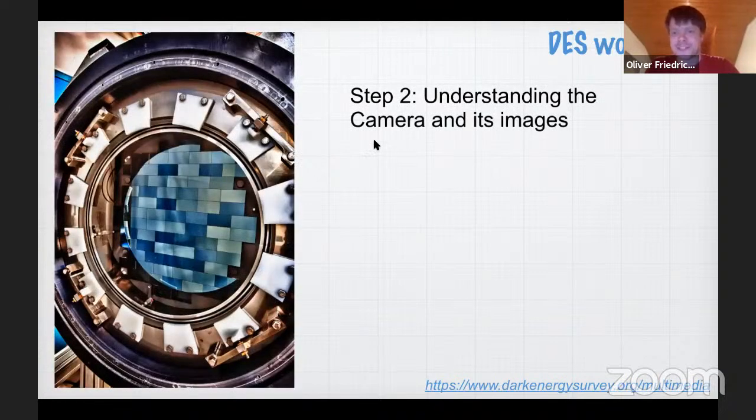Now, step 2 would actually be understanding the camera and the images that we're taking from the telescope. And here you see an image of what we call the Dark Energy Camera, or DECam. And this is actually, from its technology, not too different from, say, the cameras that you would have in your cell phone. It's a so-called CCD camera. And actually, there's many CCD chips. So you see here 70 chips overall. And so the telescope will direct the light coming from the sky towards these chips.